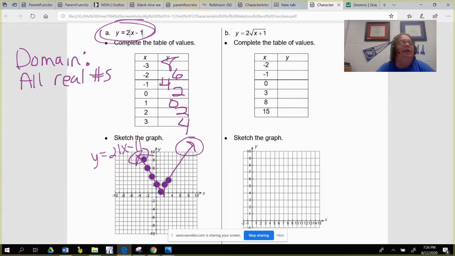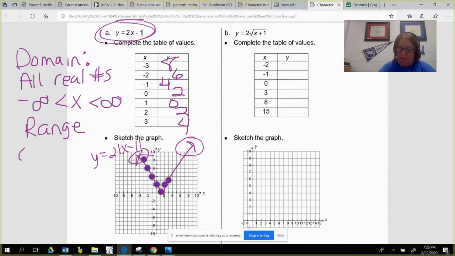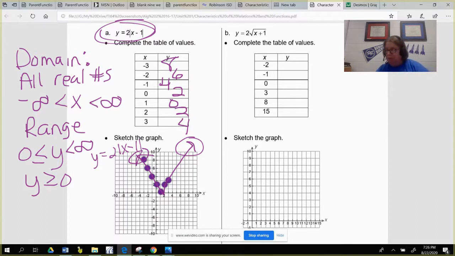If we're going to write that in an inequality like we did on the other page, it goes from negative infinity to positive infinity. The range, what's the lowest y value? The lowest y value is 0. And the highest y value is infinity. You could also write that as y is greater than or equal to 0. There's two different ways to write the range.